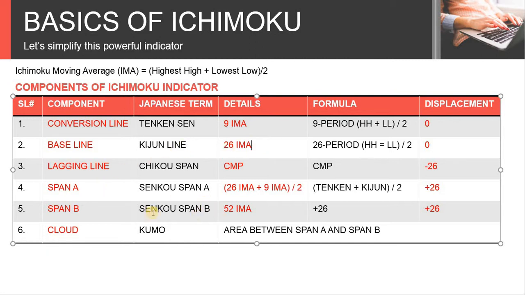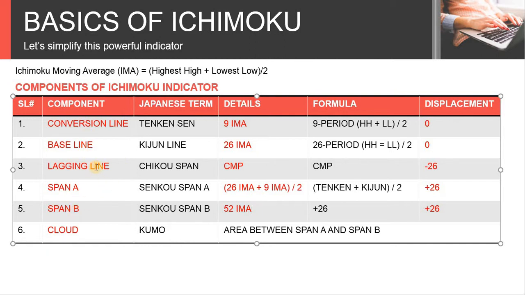Let's go directly into point 5, which is span B. It is exactly the same as these two, except that this is for 52 periods, which means that this is one of the strongest moving averages amongst these 3 lines: conversion line, baseline and span B.